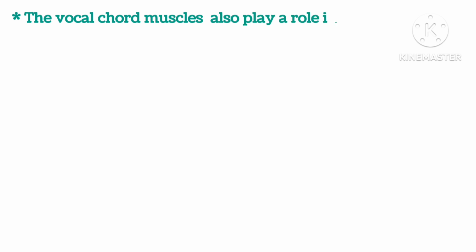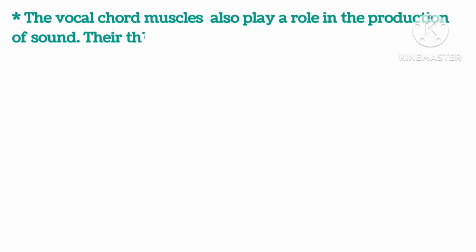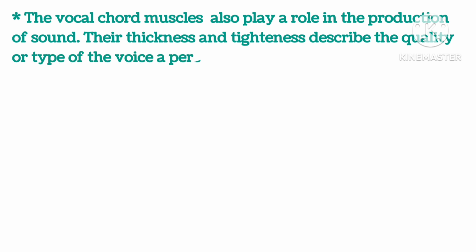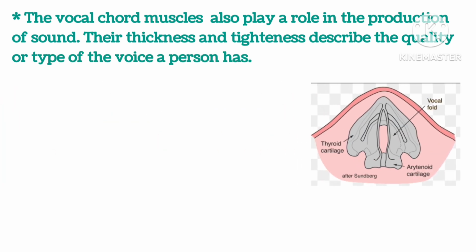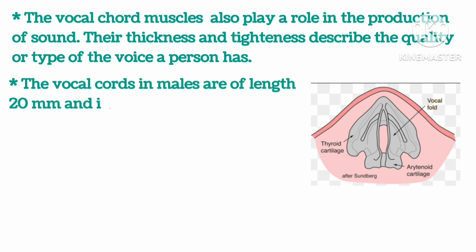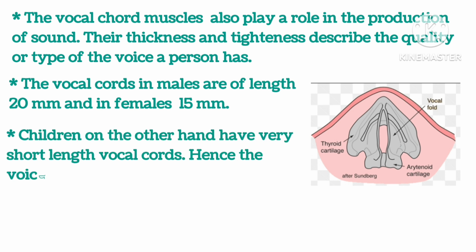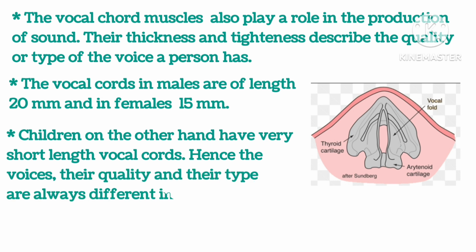The vocal cord muscles also play a role in the production of sound. Their thickness and tightness describe the quality or the type of voice a person has. The vocal cords in males are of length 20 mm and in females 15 mm. Children, on the other hand, have very short vocal cords. Hence the voices, their qualities and their types are always different in women, men and children.